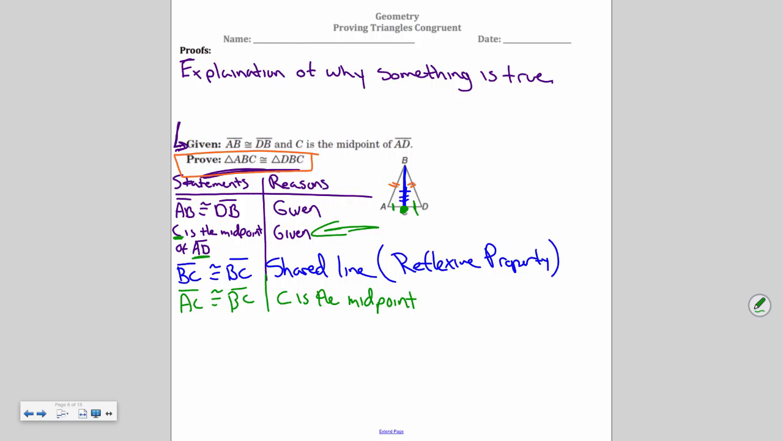But now what you notice is that I have three sides, the green, the orange, and the blue, that make these triangles congruent. So triangle ABC is congruent to triangle DBC by side, side, side. So it's taking the visual and actually writing down what you know. And that is through your communication.